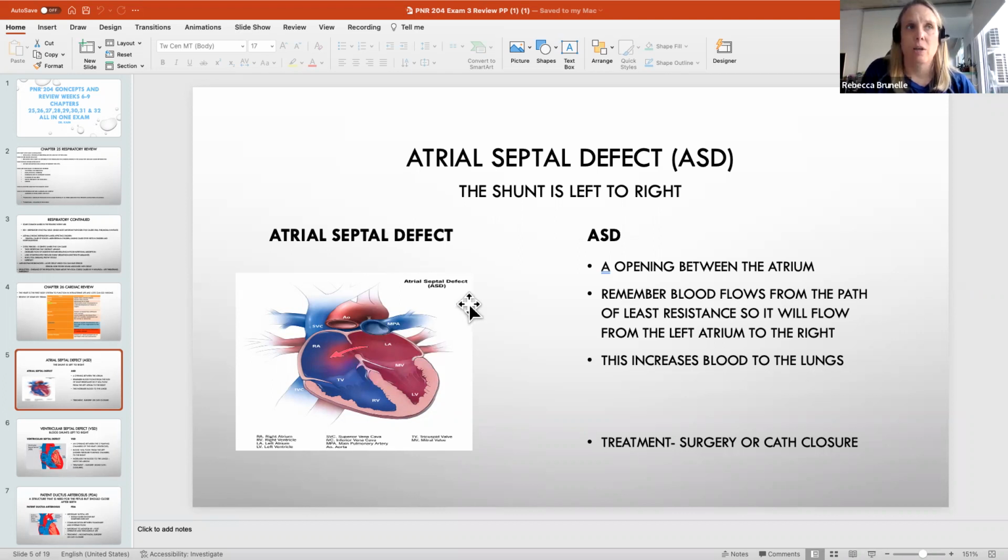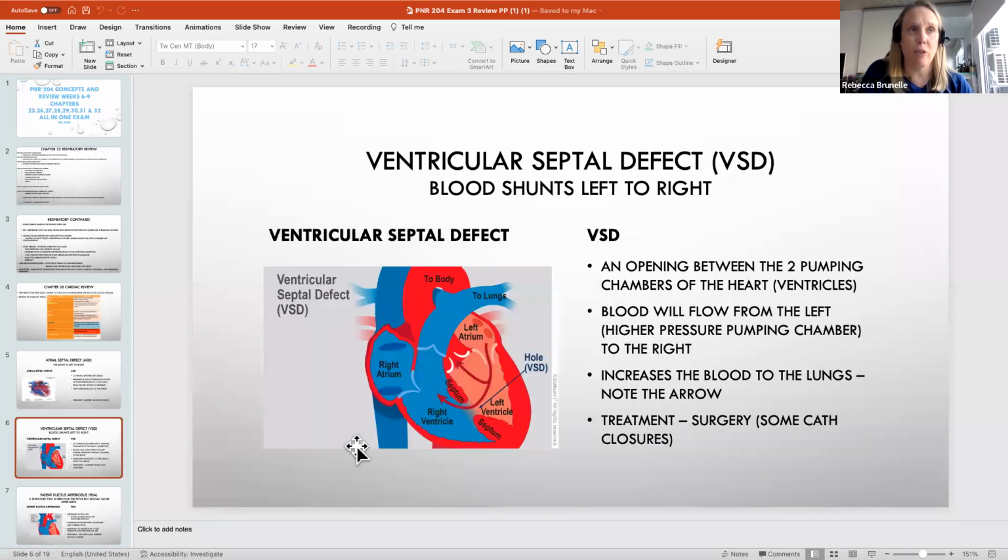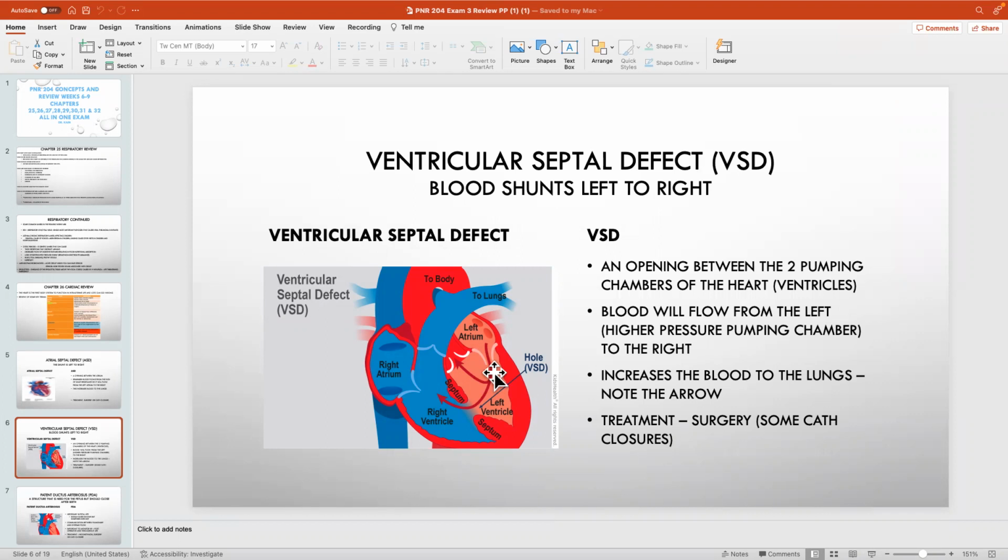So an ASD is a hole between the left atrium and the right atrium, and it causes a left to right shunt. And a VSD is a hole between the left ventricle and the right ventricle, and it also causes a left to right shunt. So if you have a left to right shunt, do you have increased or decreased pulmonary blood flow? Increased, because you're going to go from the left side to the right side.